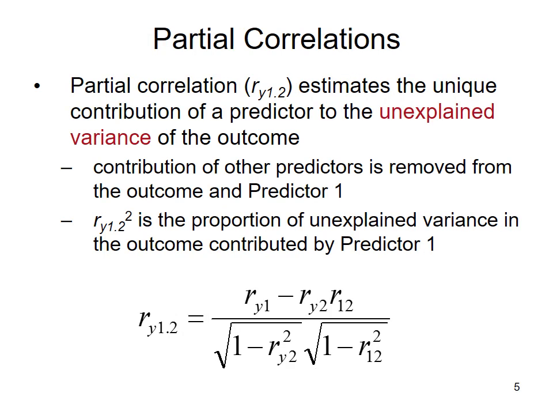By comparison, partial correlations estimate the unique contribution of predictors to the unexplained variance of the outcome. The contribution of other predictors is removed from the outcome, and any other predictors are removed from predictor 1. All we care about is unique variance in the outcome that predictor 1 is explaining, and unique variance in the outcome that is not explained by any other predictors. And again, this can be calculated by finding all of the individual R squares to run through this equation if you so wanted to.